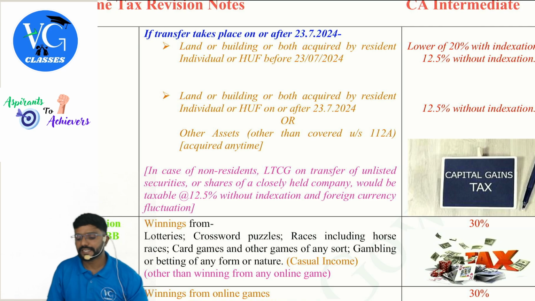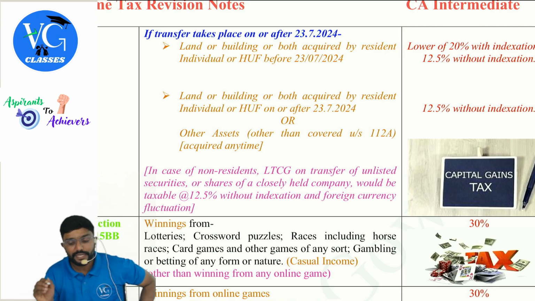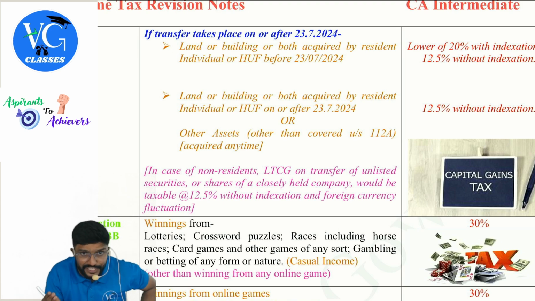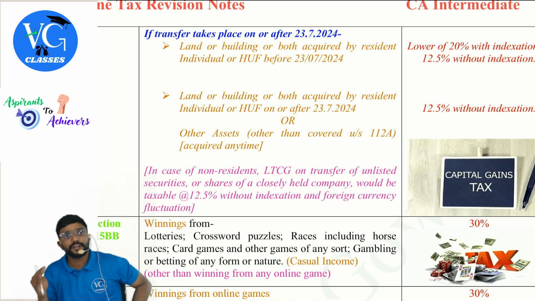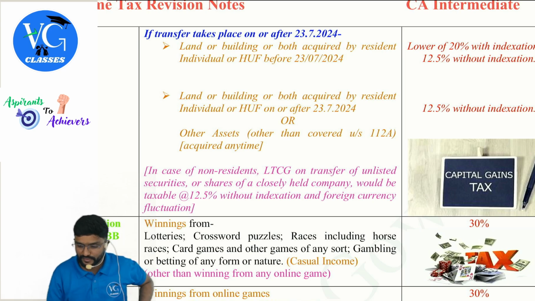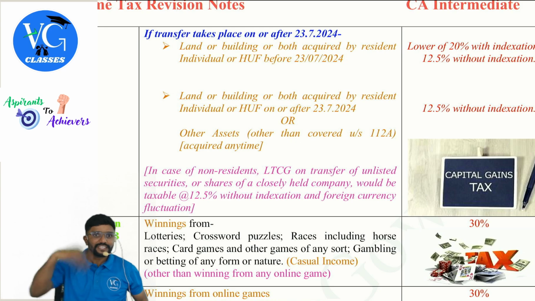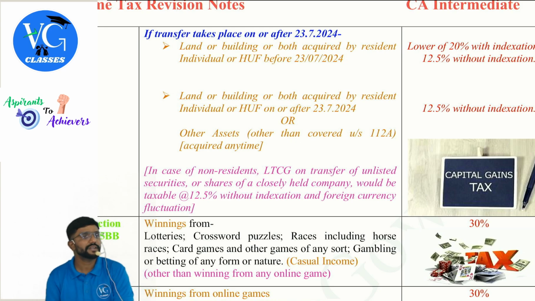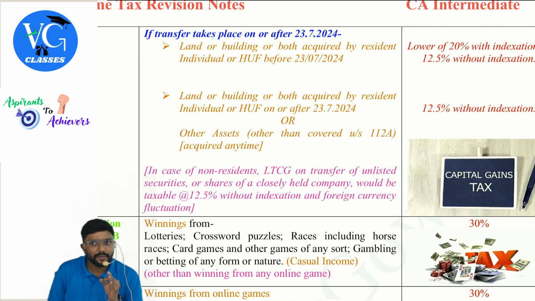So, what is the tax rate, sir? Lower of 20% on the gain with indexation or 12.5% on the gain without indexation. Whichever is lower, you will choose it. It means I have to compute both capital gains, with indexation and without indexation. Are you guys getting it? Yes. Is this benefit available for everyone?